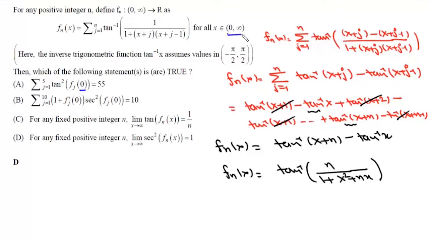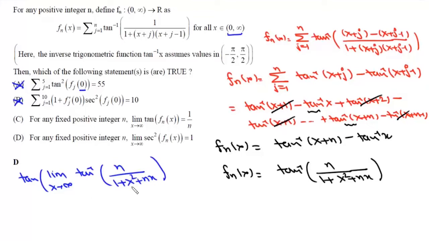Now the first option says f'(0). Now 0 is not included in the domain, so that means we cannot define f(0) or f'(0). So options A and B are definitely incorrect. Now we need to look at the limit as x tends to infinity of tan f(x). So it will be tan of the limit as x tends to infinity of f(x), which is tan inverse of n upon 1 plus x square plus nx. Now if x tends to infinity, it will be n upon infinity, which is 0, and tan inverse 0 is 0. So the answer to this limit will be 0. That means this option C is also incorrect.